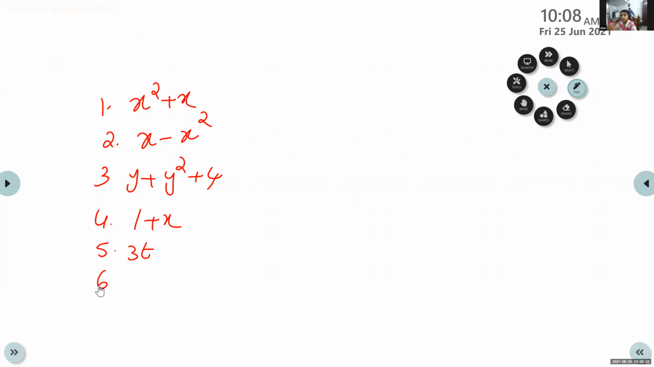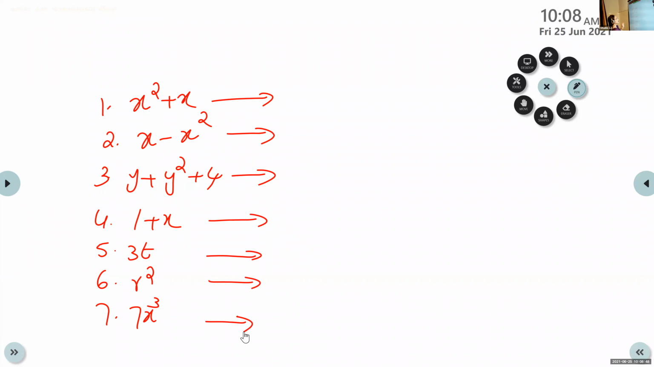Yes, okay. Sixth one, 3t, we wrote r square, and seventh is 7x cube. You have to write whether it is a monomial, binomial, trinomial. Also write whether it is a quadratic, linear, or cubic. Start writing. Ma'am, sixth one is r square. R square. R is the variable. Instead of x, r. R is the variable. R square. Okay.